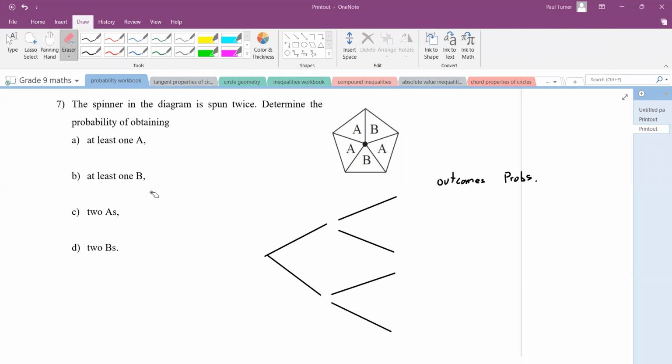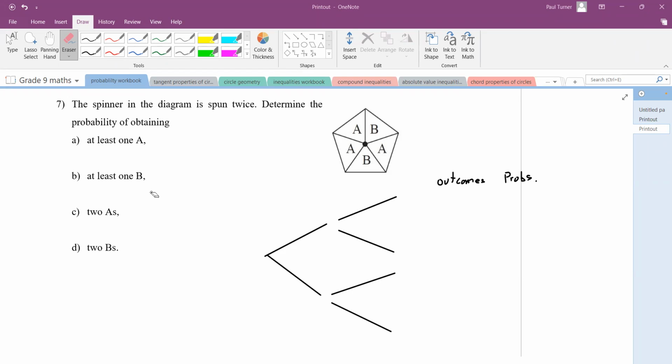In question 7, we have a spinner, and this spinner we spin 2 times. Determine the probability of getting at least 1 A, at least 1 B, 2 A's, or 2 B's. So these are the 4 questions we need to answer.